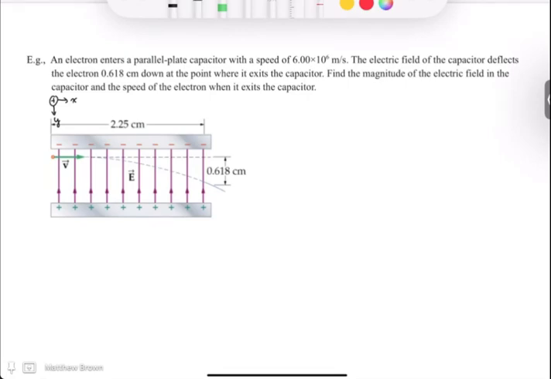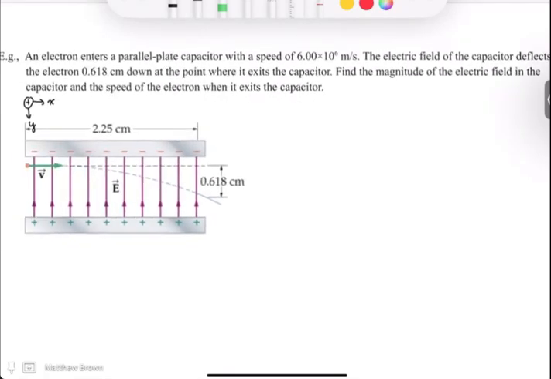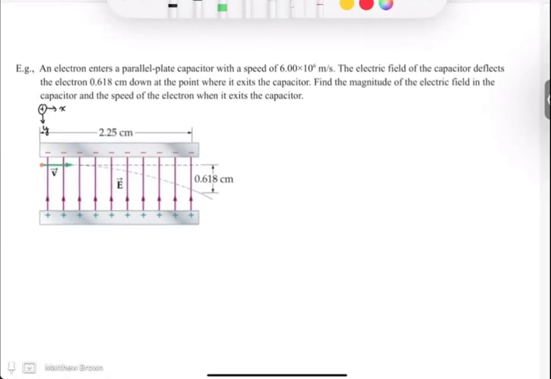So I can sort of, but also, I'm not told the time, right? But I do know this. I do know the speed in the x direction. So vx, let's say, this is constant, and this is 6 times 10 to the 6 meters per second.